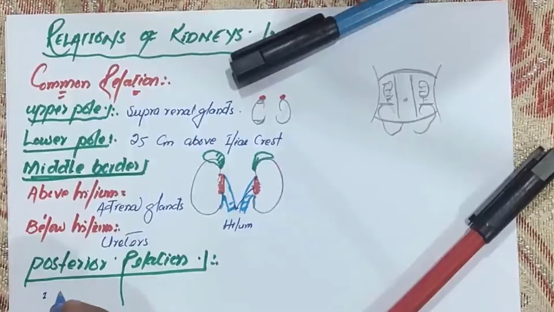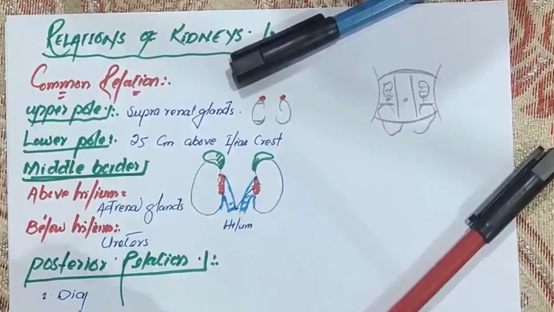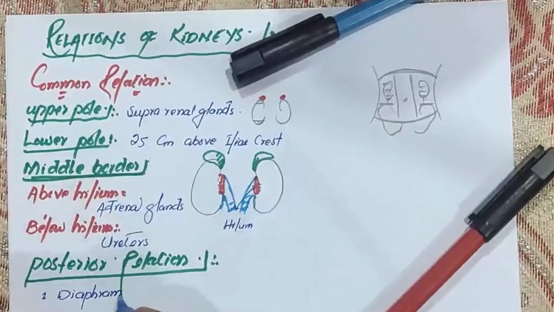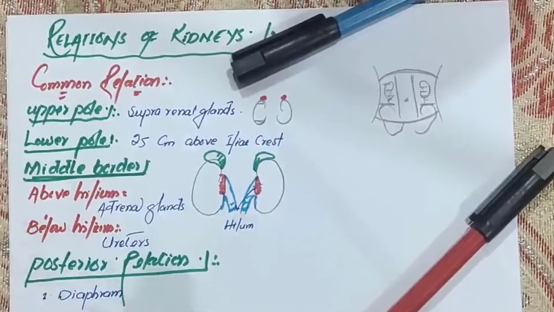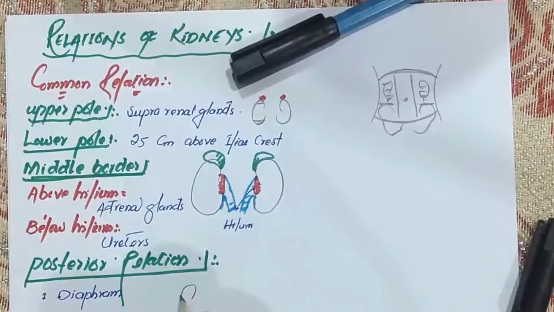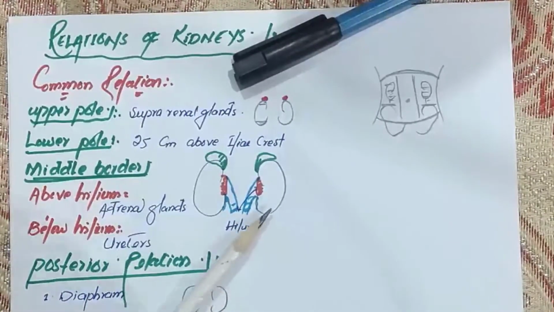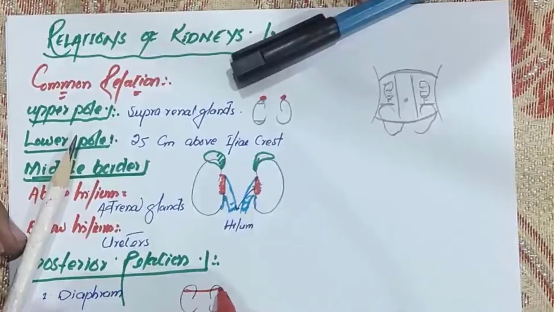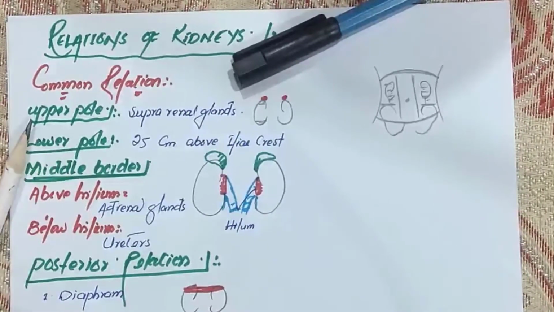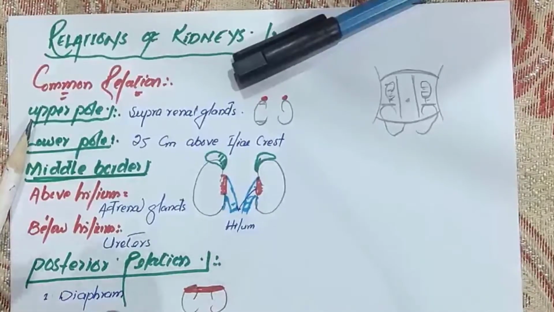First of all, there is the diaphragm, and you know the diaphragm is related to both kidneys. So there is the diaphragm, right? Posteriorly I'm talking about both kidneys, so there will be the diaphragm. Okay, let me make a diagram here. This is the right kidney, the left kidney, right and left, and here is your diaphragm. So posteriorly both kidneys have a relation with the diaphragm, you can see.